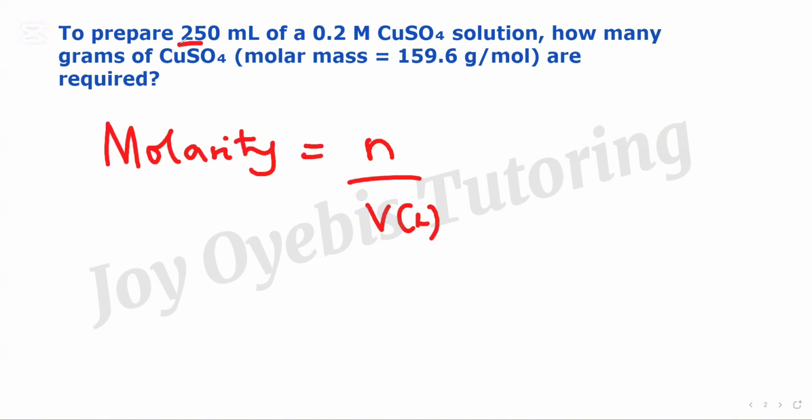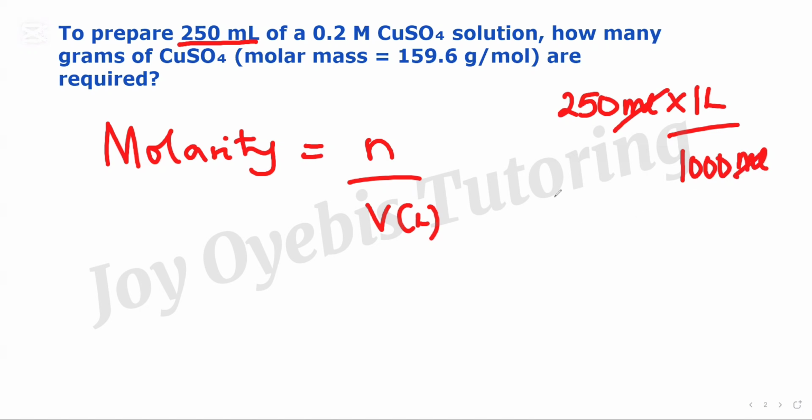They gave us the volume, which we're going to convert. So 250 mL, to convert this to liters, times 1 liter, because 1 liter is equal to 1000 mL. So multiply that by 1 liter and divide by 1000 mL. The mL will cancel, and the volume will be 0.250 liters. Now, they gave us the molarity as well, okay, to be this.